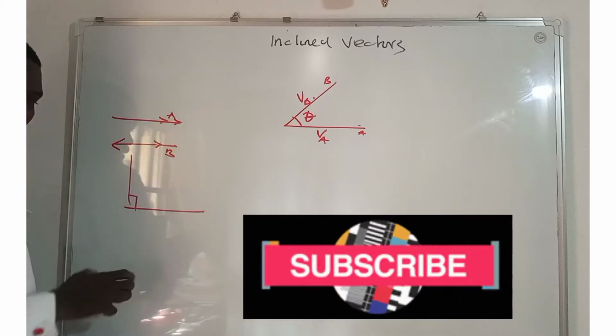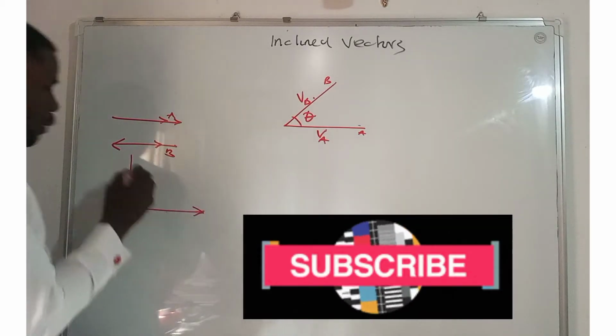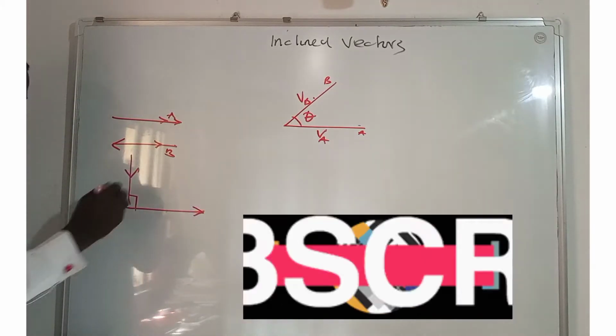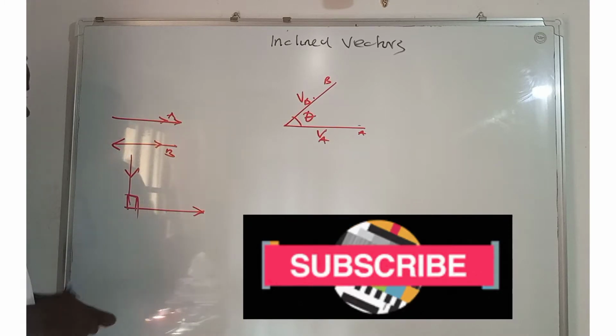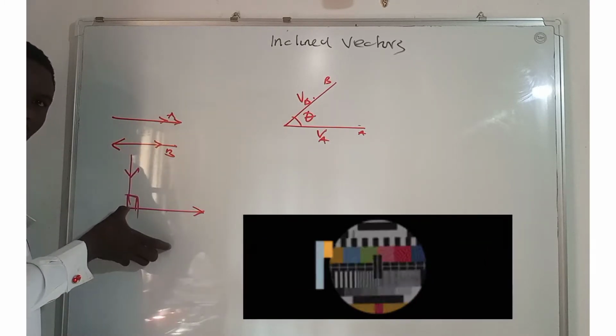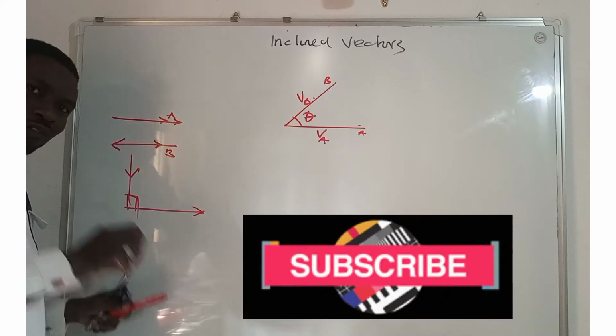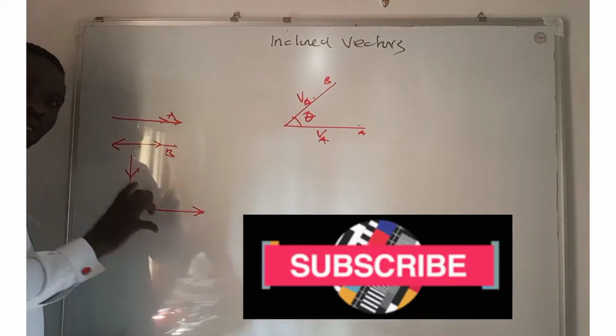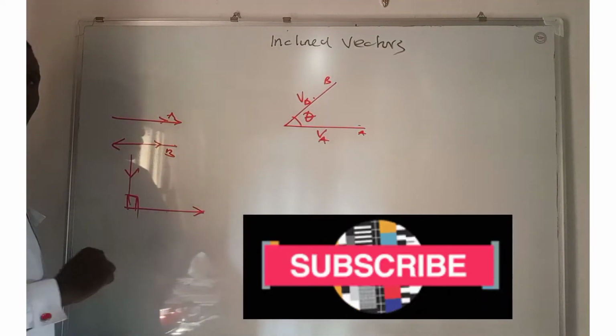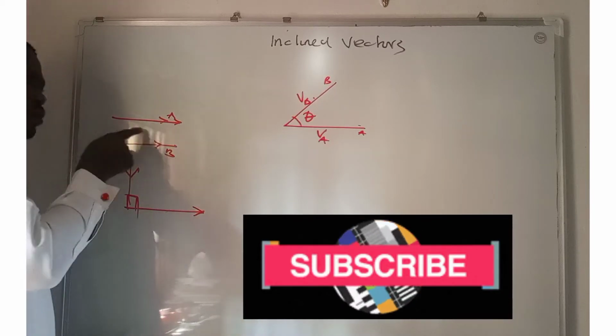But for this one, it goes this way, while this is going down. This one now meets this one at this point. There is a meeting point, but the meeting point gives you an angle of 90 degrees, for which we say this is a case of perpendicular vectors. And how you solve it is different from how you handle this one.